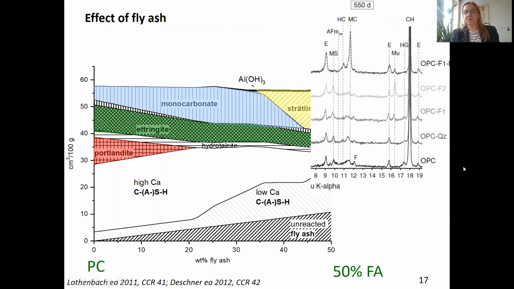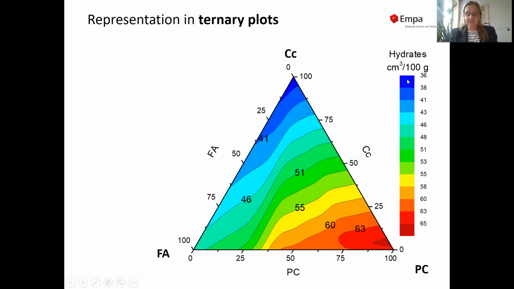And we can also compare that to experimental data. If we concentrate here on the Portland cement plotted at the bottom, with the Portland cement, fly ash and limestone mixture plotted at the top, we can see in fact much more AFm phases in this mixture, monocarbonate in the presence of limestone, and we can also see the presence of less Portlandite.